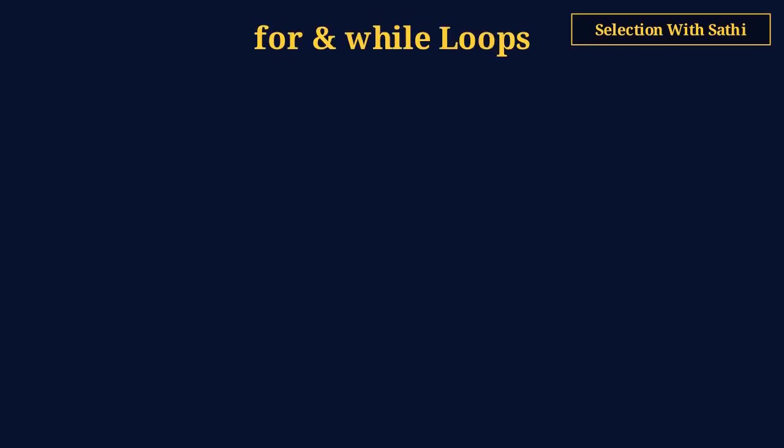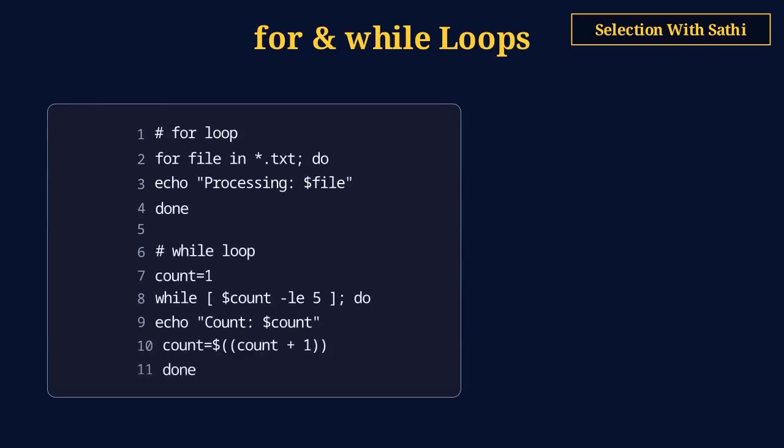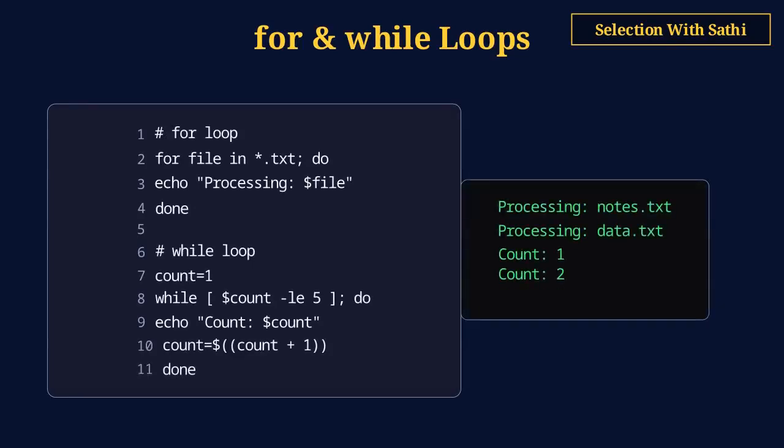Third concept: loops. The for loop iterates over a list. for f in *.txt; do echo $f; done. This processes every text file in the current directory. See-style for loop: for ((i=0; i<10; i++)).